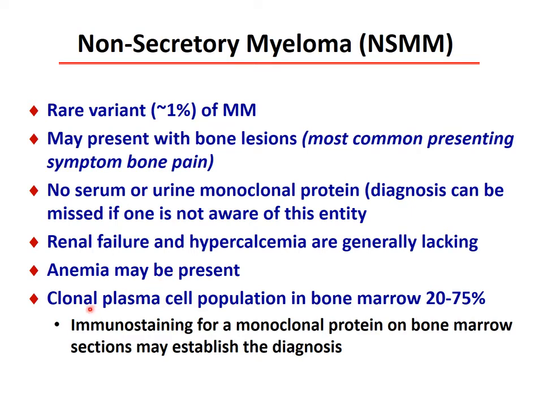Depending on the severity of this condition, from 20 to 75% of the bone marrow is infiltrated with plasma cells. And monoclonal protein can be diagnosed from the bone marrow smear. So in the bone marrow smear, you can diagnose these clonal origin plasma cells that synthesize a very low amount of immunoglobulin that is not going to be released into the plasma.